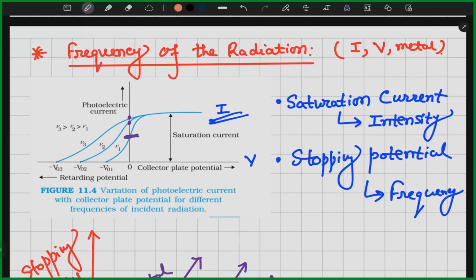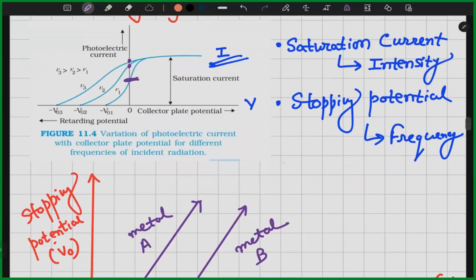Now we increase the frequency. What happens is that the number of electrons having the ability to reach plate A is increased, because now the frequency is increased. If frequency increases, then K max will increase, right? So let me explain. h nu minus phi 0 is the K max, right? If the nu is increased, the K max will increase, obviously, right?